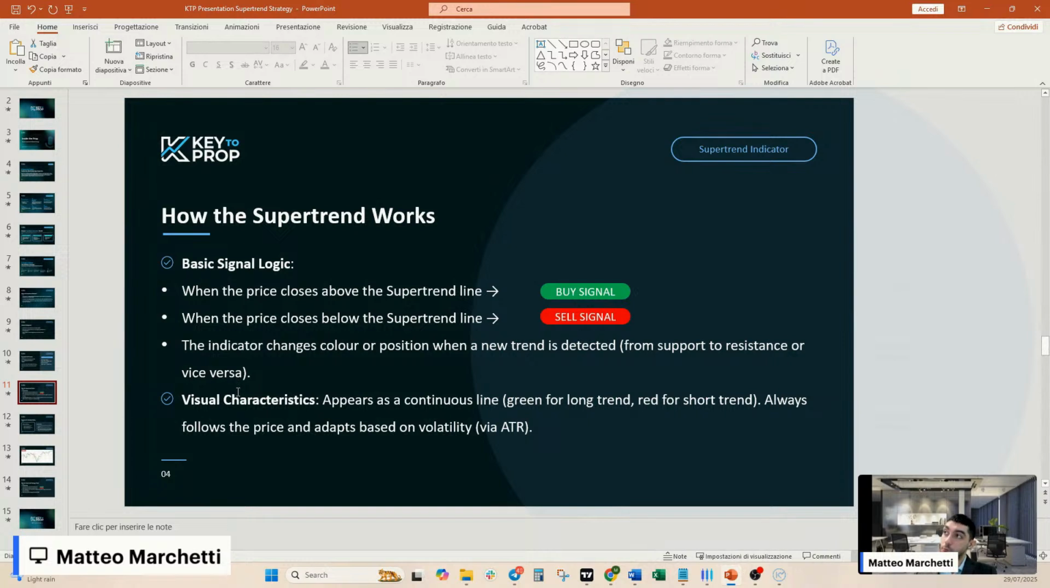Okay. Regarding visual characteristics, it appears, as I told you, as a continuous line, green for long trend, red for short trend, and it always follows the price, adapting to the volatility of the instrument. So, for example, if we are in an uptrend, but the volatility is rising, the super trend will tend not to move, because the volatility is huge. As soon as the volatility comes back, the super trend will stay closer to prices. Okay, this is the logic, and this is why we use the ATR and the multiplier input.